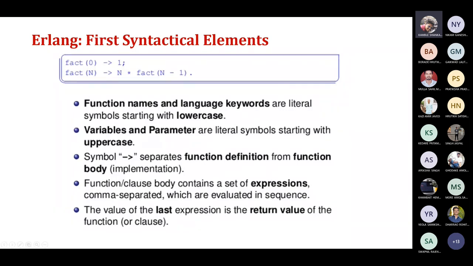Now the function or clause body contains a set of expressions which are comma separated. Here we have just one expression. So if you write a function with multiple expressions, you have to separate them with commas. They are evaluated in sequence, one after the other. And the value of the last expression is the return value of the function or clause. So the last expression, generally terminated by a dot, gives you the return value.